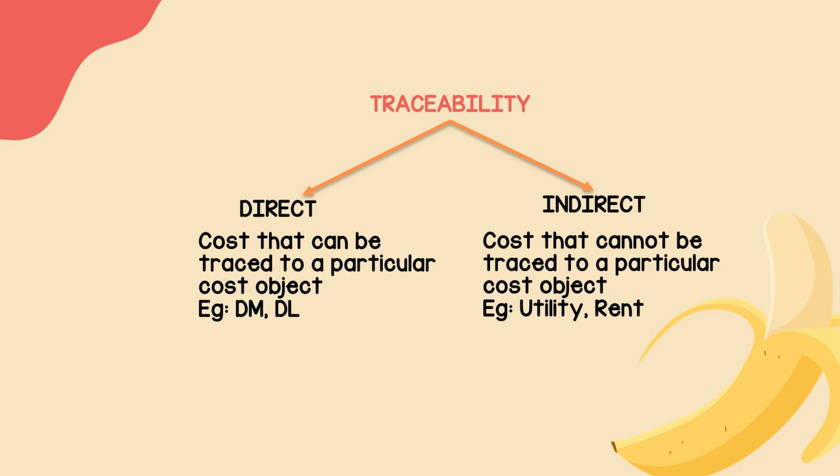So next is indirect cost. Indirect cost is the cost that cannot be traced to a particular cost object. For example, utility expense and rent, because utility expense cannot be divided into a certain department to calculate the cost of the product. So we can assume that you cannot trace the cost of the product, so it will be indirect cost.